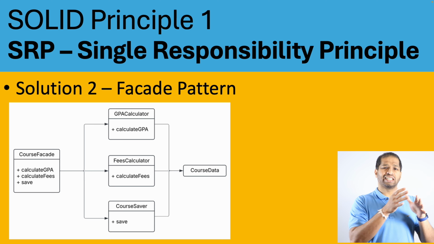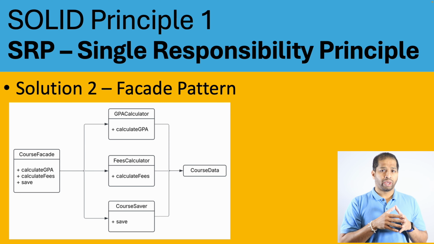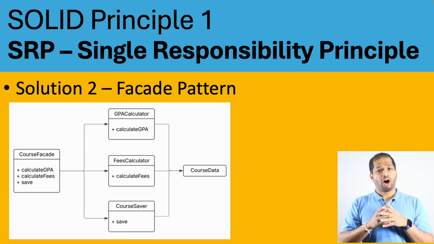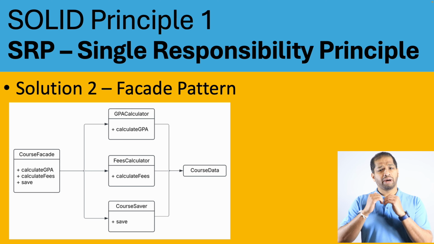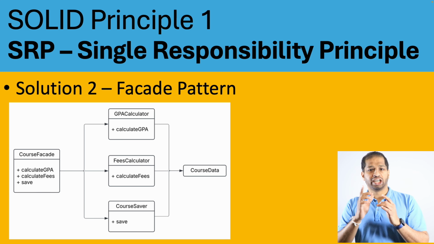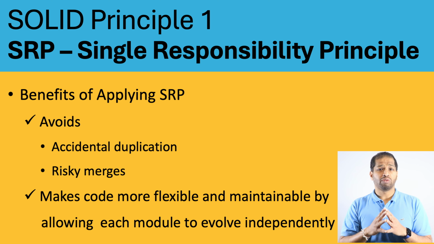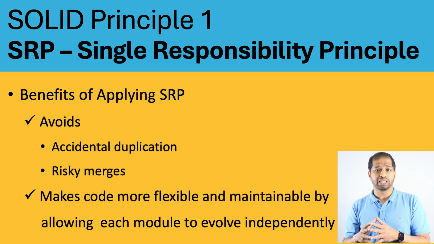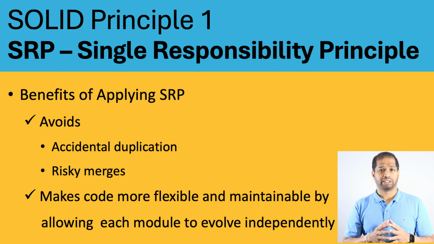However, separating classes like this creates a lot of classes and additional code. This is where you need to strike a balance on how much responsibility you want to separate between each actor. But having an understanding of the SRP will give you an indication of the problems that might arise in the long run if you couple code for different actors in a single module. Overall, this separation of concerns not only avoids accidental duplication and risky merges, but it also makes the code more flexible and maintainable in the long run.